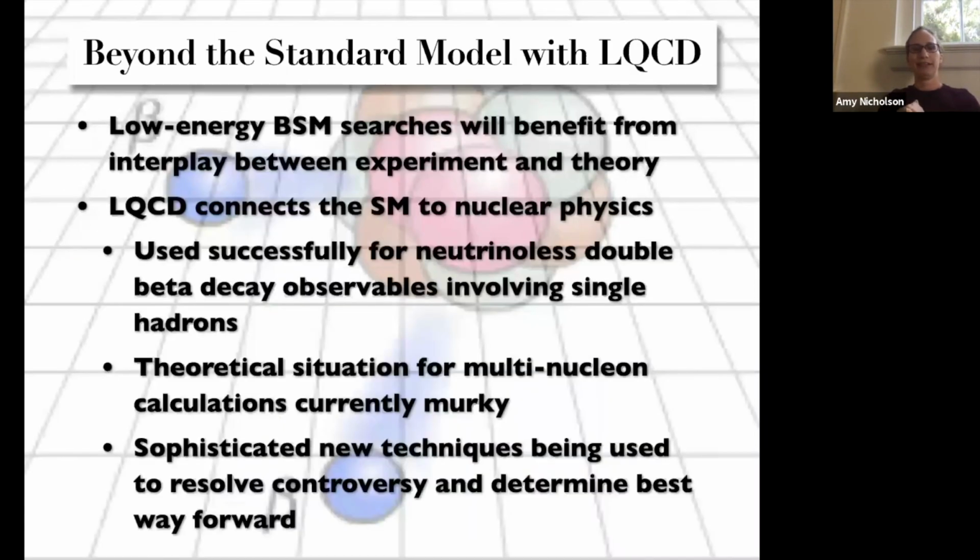Coming soon. All right, so to wrap this up, I'm essentially out of time here, but I wanted to highlight the low energy beyond the standard model searches, which use nuclei as the laboratory. And lattice QCD is my method that I use to connect the standard model to nuclear physics. It's been very successful so far in looking at neutrinoless double beta decay observables. But in the future, we need to start looking at multi-nucleon calculations. The theoretical situation from the lattice is very murky, but we are putting in a lot of work to try to resolve this so that we can go forward in a more trustworthy manner. So that is all. Thank you for listening.